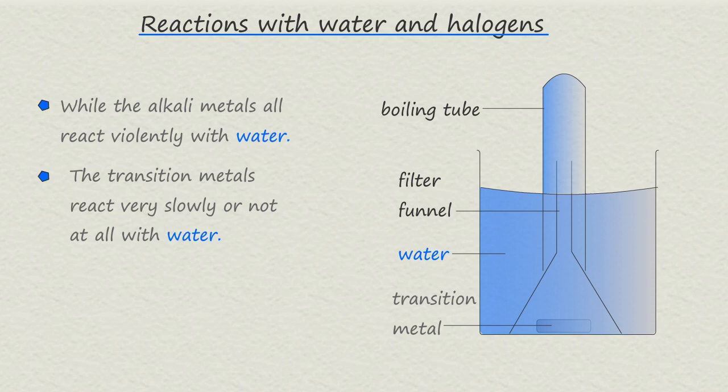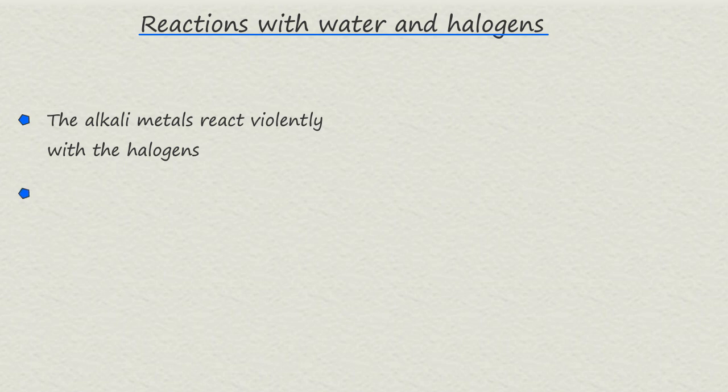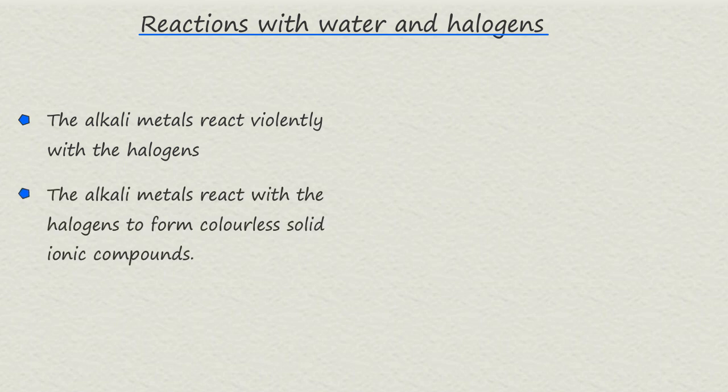While, for example, the transition metal iron will react slowly with water and oxygen and corrode, most transition metals, if placed in the beaker, will appear totally unreactive with water. It is a similar story in the reactions of the alkali metals and the transition metals with the halogens. The alkali metals react violently with the halogens to form white, colourless ionic compounds.